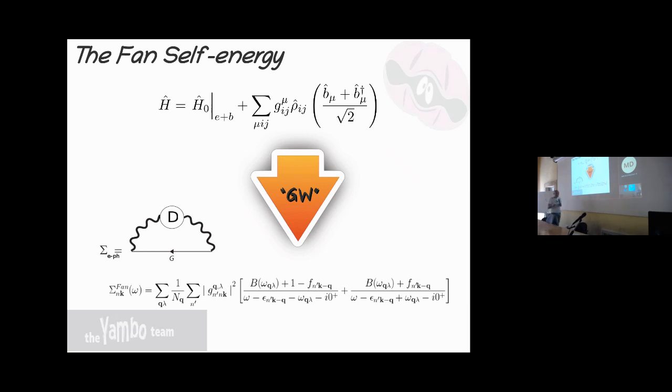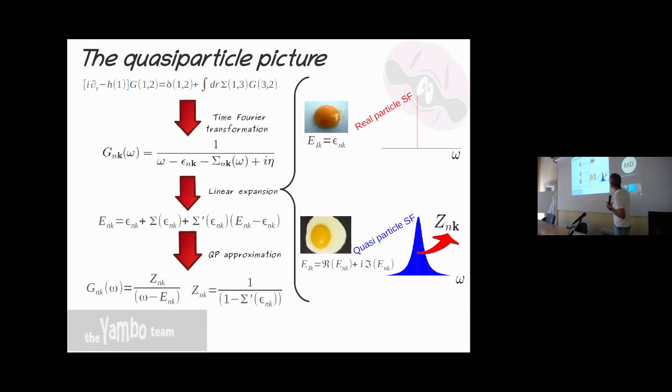So the GW in the electron-boson case is the Fan self-energy. What is very nice is that in that case it is much easier to see the different kinds of particles and solutions. So, what is the quasi-particle picture? The quasi-particle picture is what you get when you use the self-energy to calculate the Green's function and you want to find the poles of this Green's function.